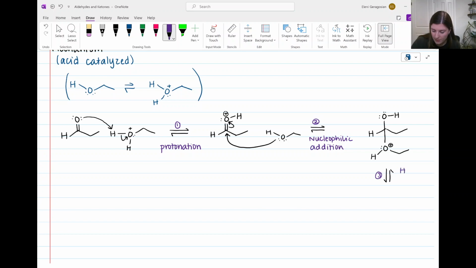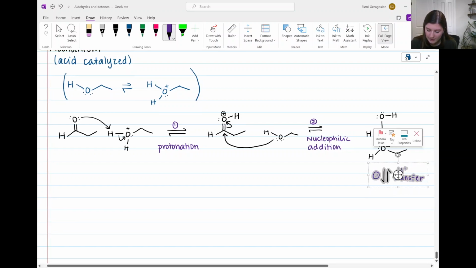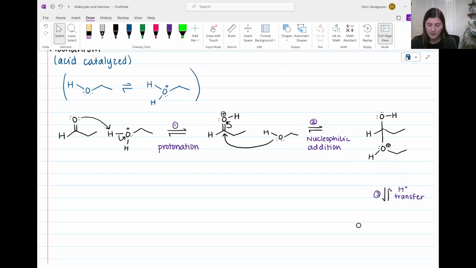Step 3 is another proton transfer reaction. In this case, we need to deprotonate that part of the molecule with the positive oxygen. The only other things present in solution are the neutral solvent and protonated solvent. Neutral solvent will be much better at deprotonating, so we'll use a neutral solvent molecule here to deprotonate that positively charged oxygen. And that's our third step.